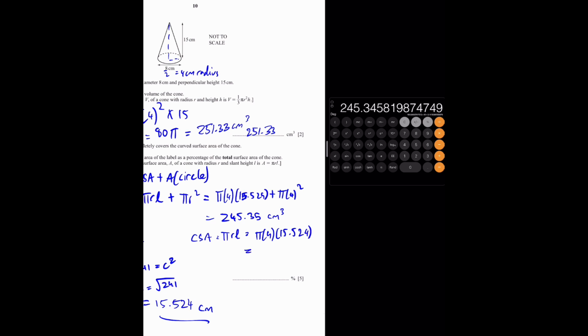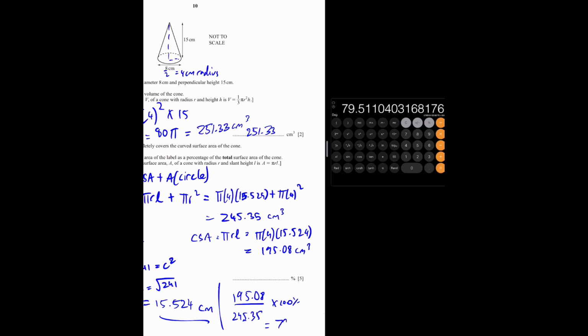15.524, and that will be 4 times 15.524, multiplied by pi, to get 195.08 centimeters cubed. Now, we can divide this by 245.35 and multiply by 100 to get the percentage. That will be equal to, divide by 245.35 to get this, multiply by 100 to get 79.5%. That's the answer. Let's go to part B.